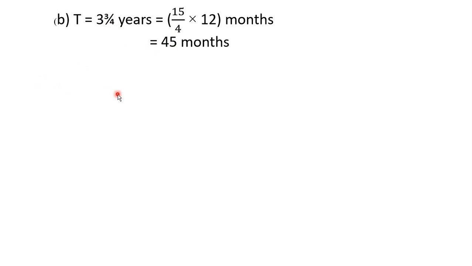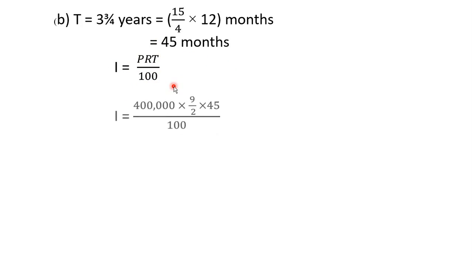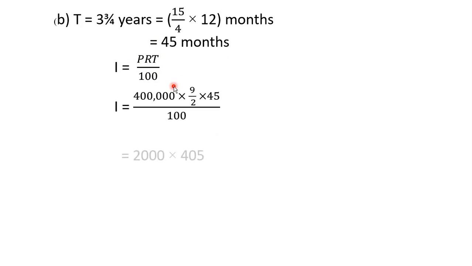Remember, in the second part of the question, we want to get the amount. But you can't get the amount before getting the interest. So let us first get the interest. Interest is equal to the principal times the rate times the time divided by 100. Now the principal is 400,000 shillings. The rate is 4.5. The time is 45 months. Then divide by 100. That will give us an interest of 810,000 shillings.